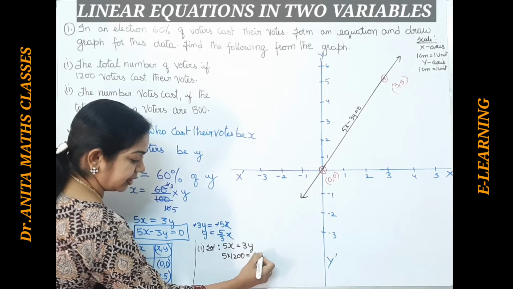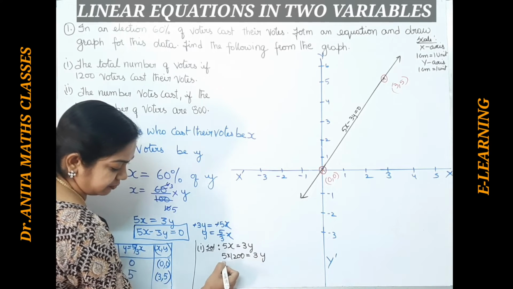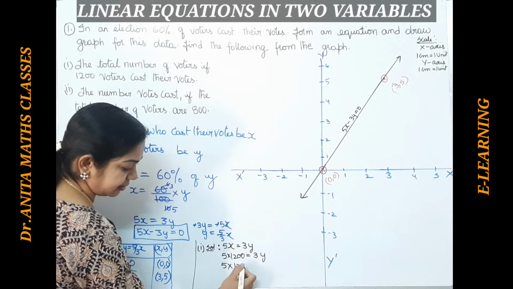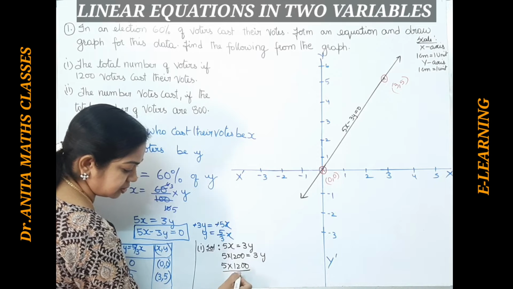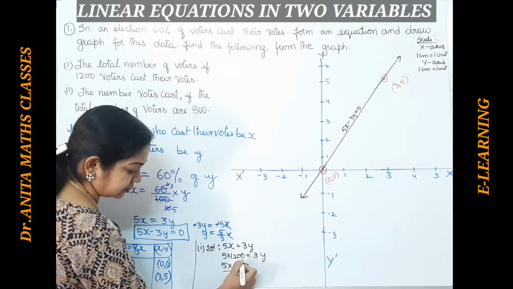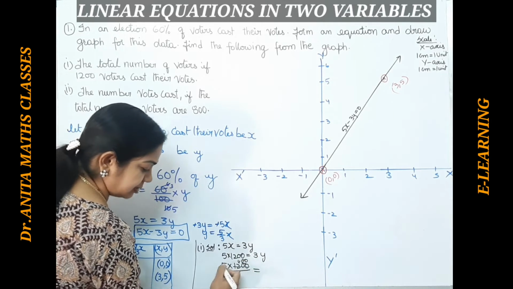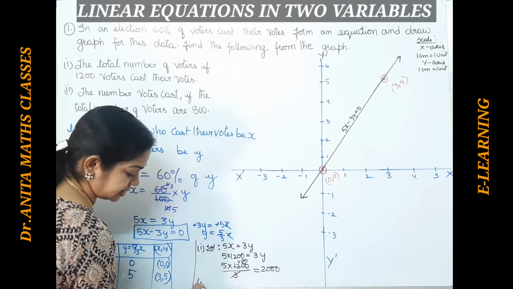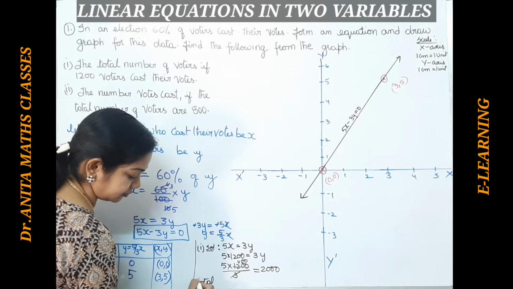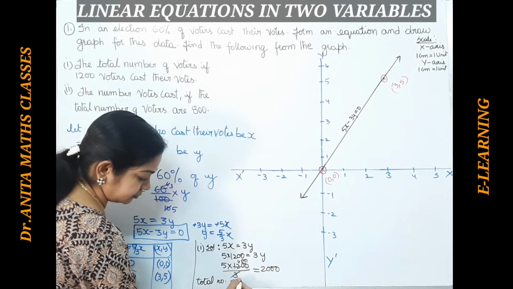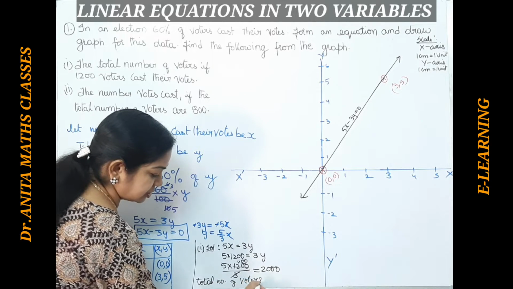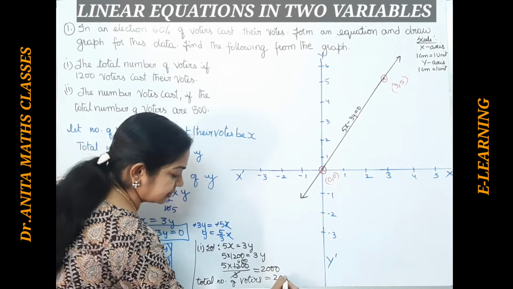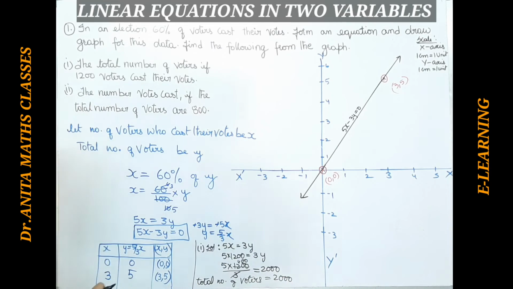But we want the total number. So we want y. So if you bring this to the other side, 1200 by 3. So 3 4s. So this becomes 4 5 20. So 2000. So total number of voters, that is y equals to 2000. We got it? Yes.